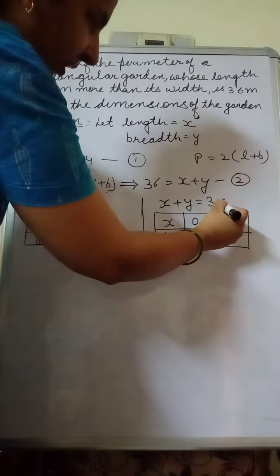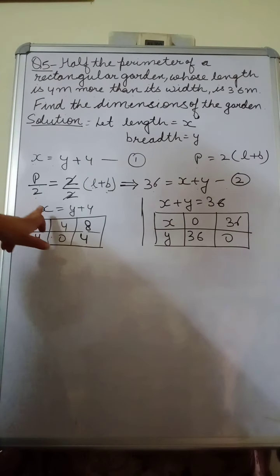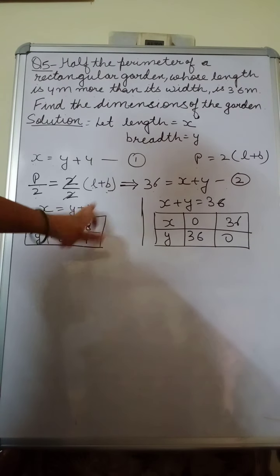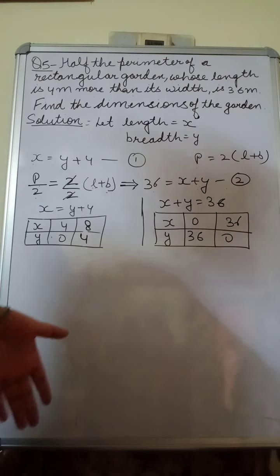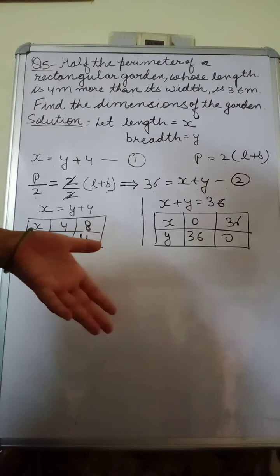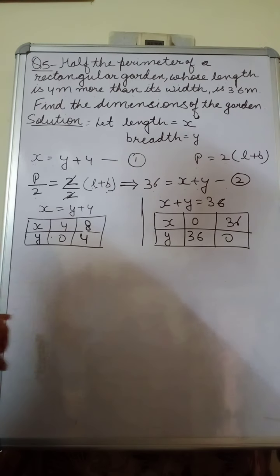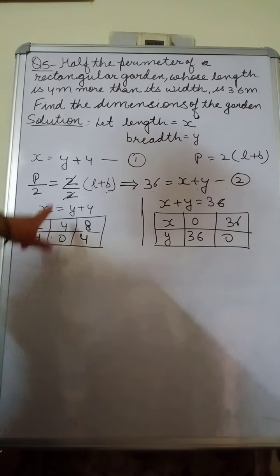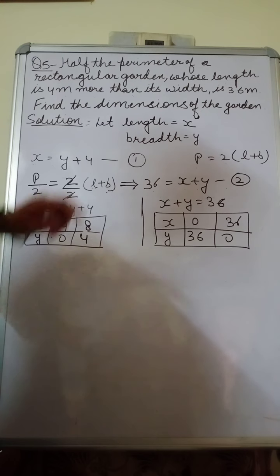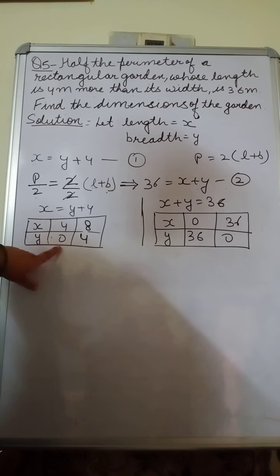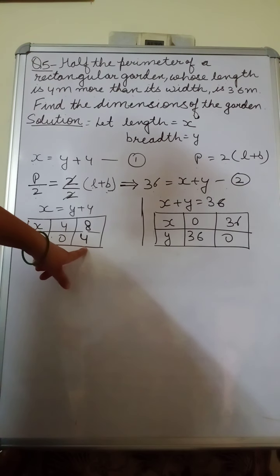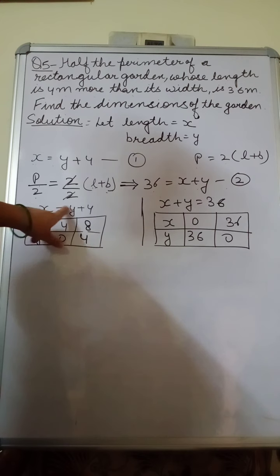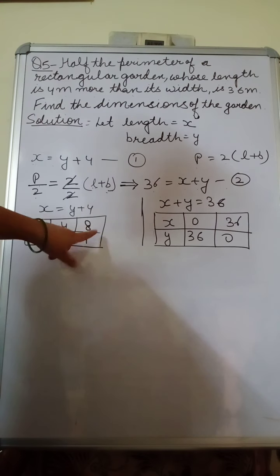Now we have two linear equations, x is equal to y plus 4 and x plus y is equal to 36. Before plotting these lines on the graph, we want the points. We will get the points from these linear equations. First I have taken x is equal to y plus 4. I put y is equal to 0, so x is 4. If I put y is equal to 4, then 4 plus 4 is 8, so the value of x will be 8.